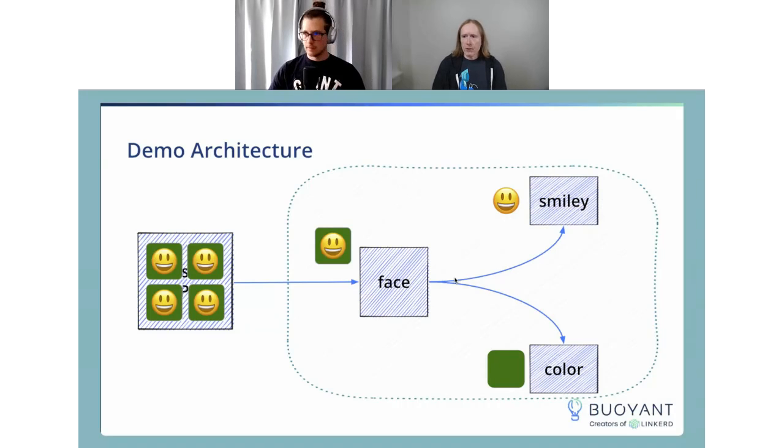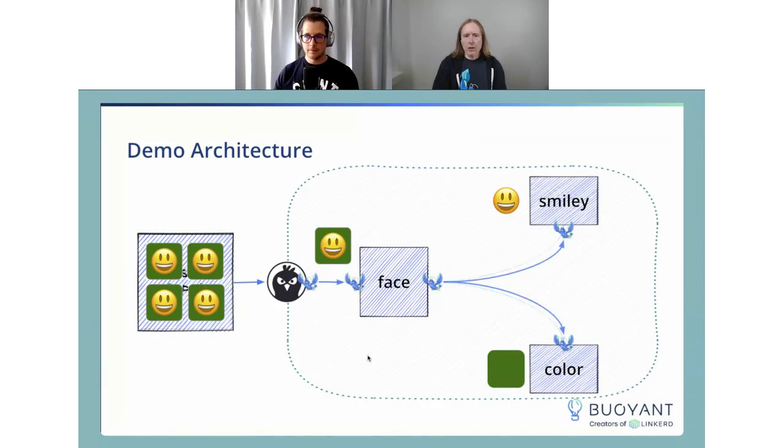Under the hood, all three of these services, Face, Smiley, Color, plus a fourth service that serves the web page, are all in their very own namespace called Faces. We have Emissary Ingress as the Ingress controller for all of this. The Ingress controller is actually kind of irrelevant for this particular demonstration, except that we have to have an Ingress controller. And then under the hood there, Linkerd, as Cedric mentioned earlier, puts its little sidecars next to everybody so that Linkerd gets to mediate all of these communications.